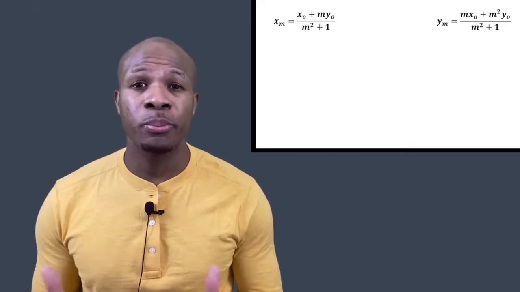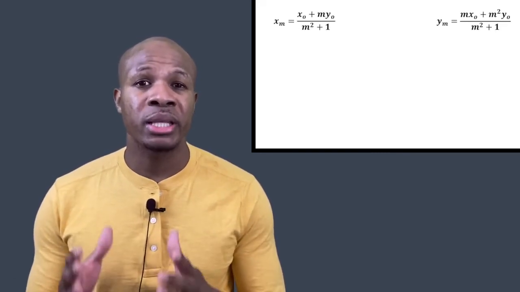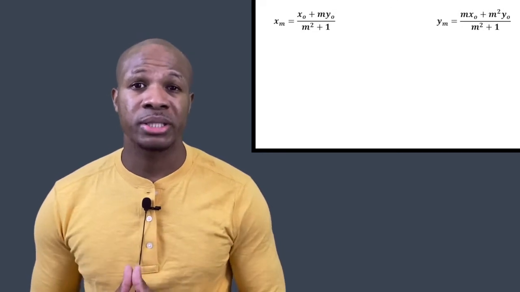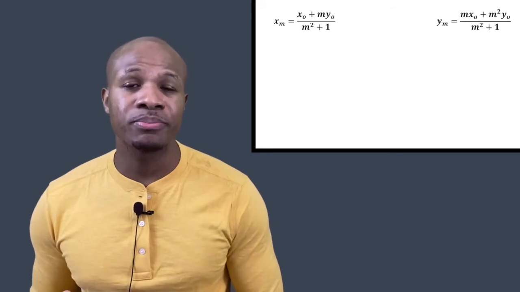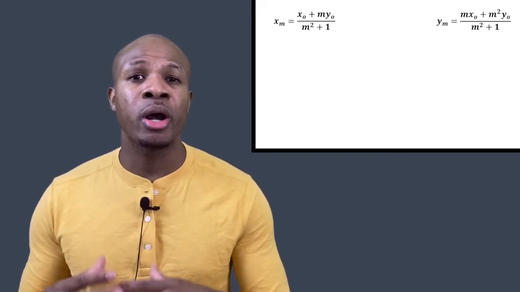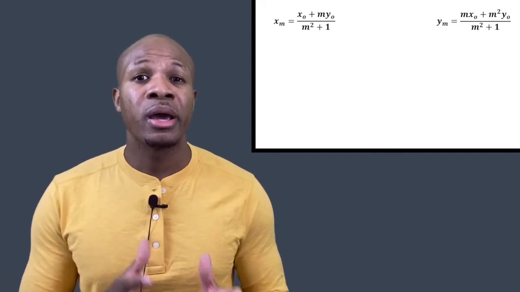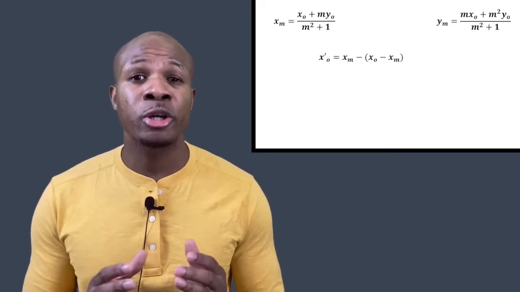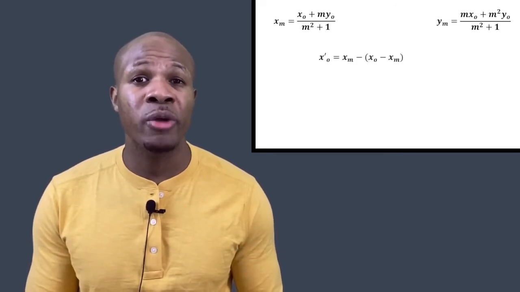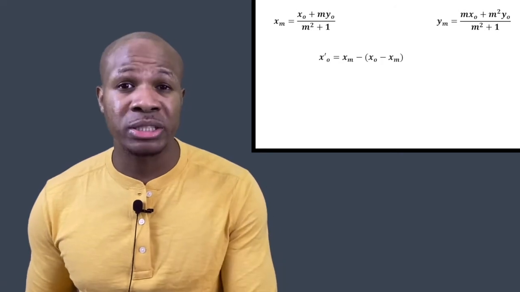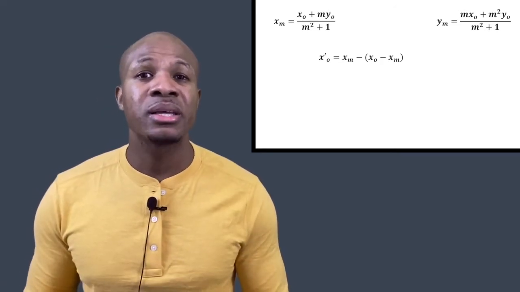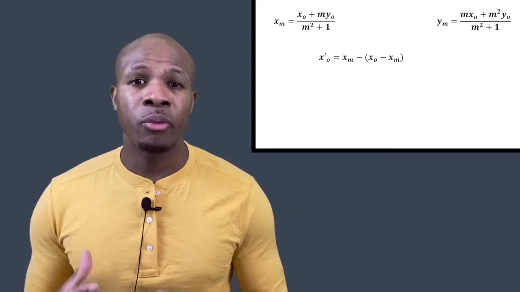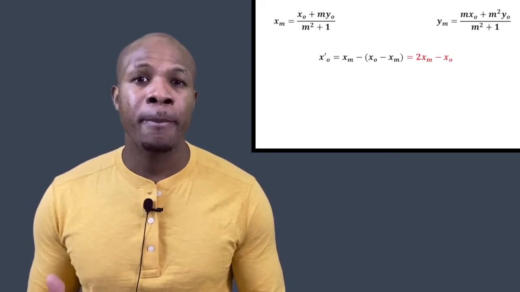So now that we have our midpoint values, we can use our midpoint to get the final position of our beginning point. So to go from our beginning point x naught to our final point x prime naught, all we have to do is measure the distance between our midpoint and our beginning point, which is x naught minus x sub m. And all we have to do is take that difference and subtract it from x sub m, because our final position is going to be the same distance away from x sub m, but in the opposite direction. So we get x sub m minus x naught minus x sub m. And when we simplify this, we get 2x sub m minus x naught.